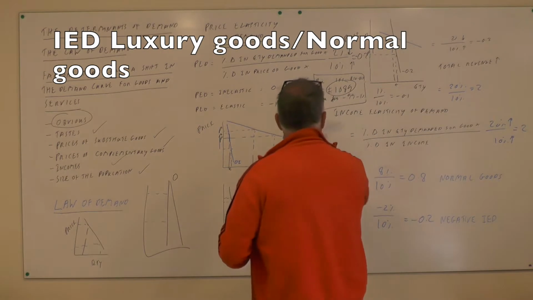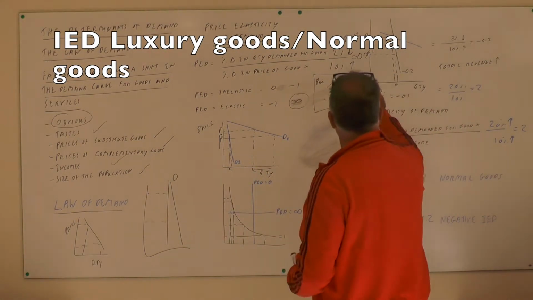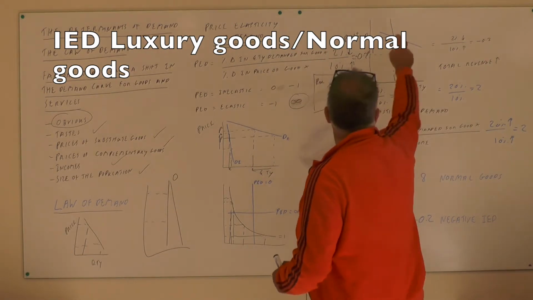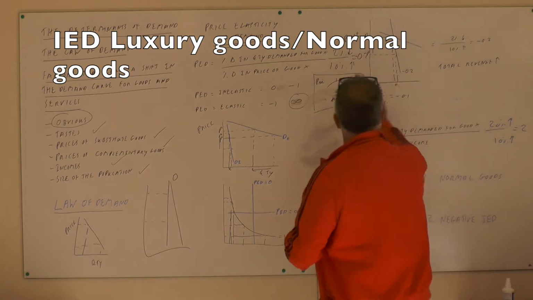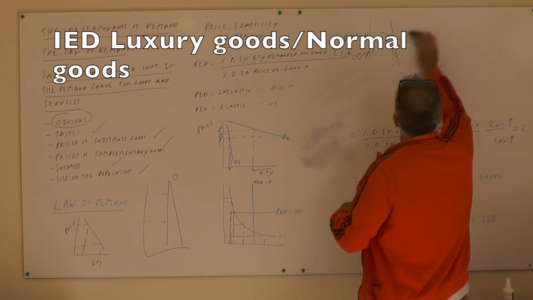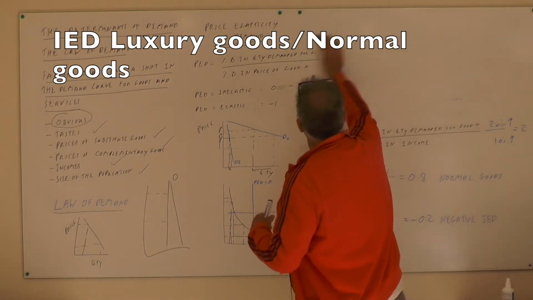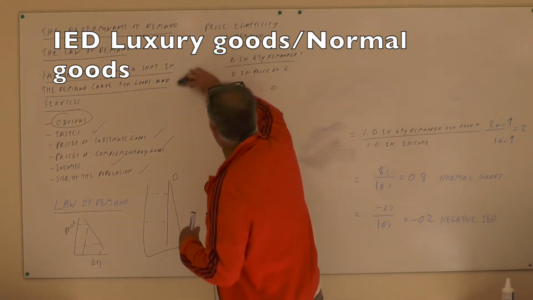Let's clear up this board a bit. Then we're going to talk about the income elasticity of demand. Right, what the income elasticity of demand is, it shows the relationship between your income and demand for that good. Now this is a really important concept.